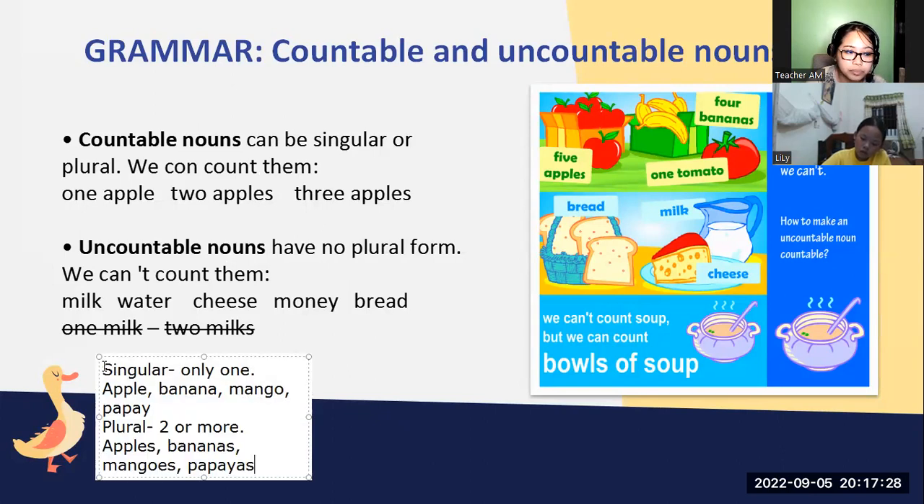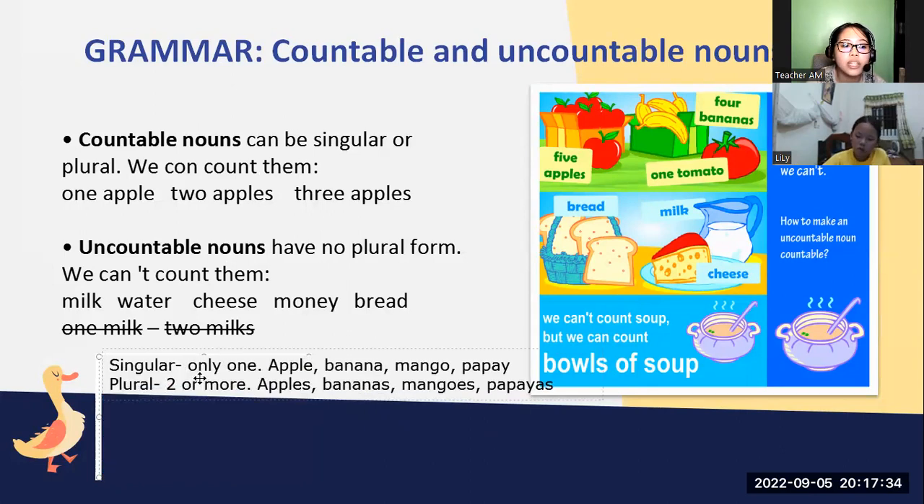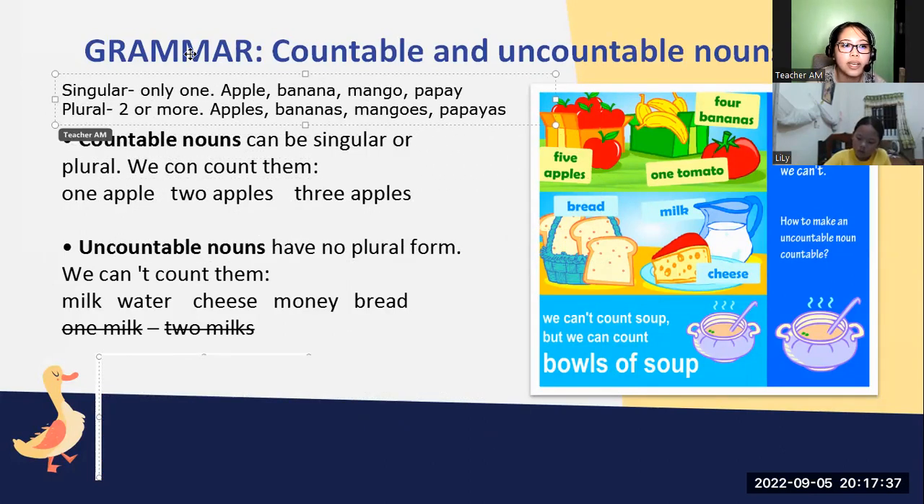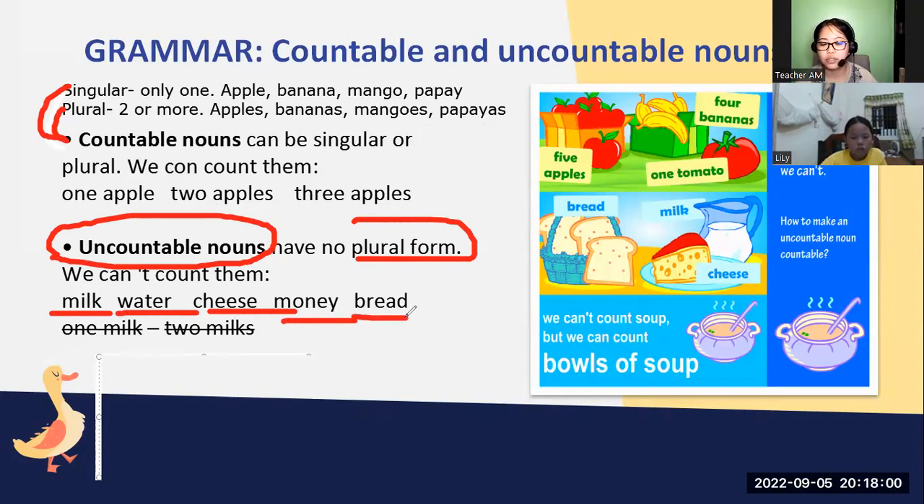And here, singular and plural, they all belong to countable nouns. They belong here. Both of them belong to countable nouns. And when you say uncountable nouns, it doesn't have plural form. No plural form, just like milk, water, cheese, money, and bread. Do you understand, Lily? Okay, so do you have any question?